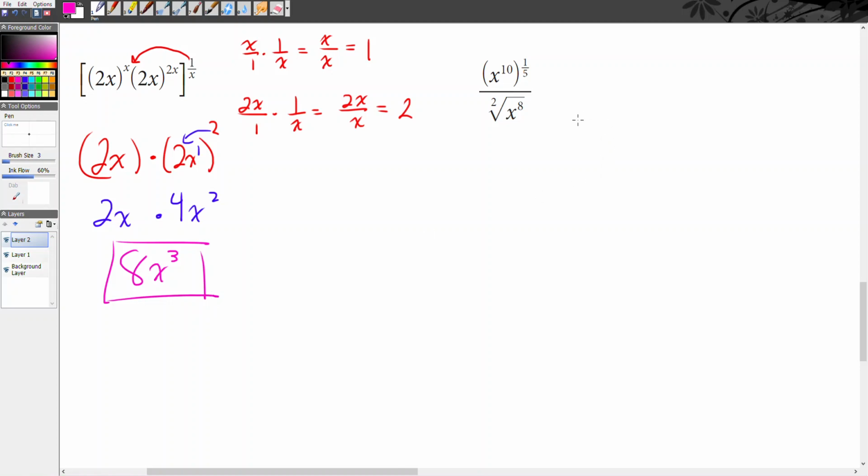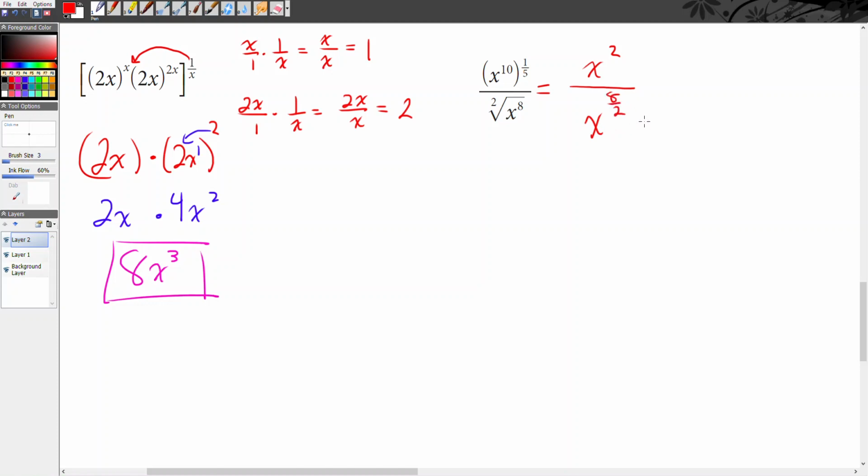All right, last example. We have here x to the 10th power to the 1/5 power over the square root of x to the 8th power. So first let's rewrite this using only rational exponents. We can take care of this here. What is 1/5 times 10? Well, it's 2. So now the top of this is x squared. Now the bottom here, let's write this as a rational exponent. Again, remember, power on the top, root on the bottom. So this makes this x to the 8 over 2 power.